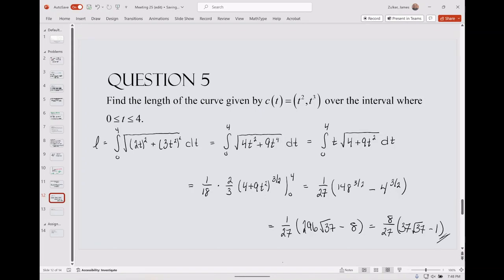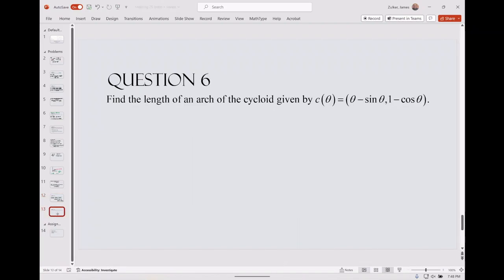That's the arc length. I'll leave you to verify on your own that the arc length of this is 8. Right, so that's for you to do.